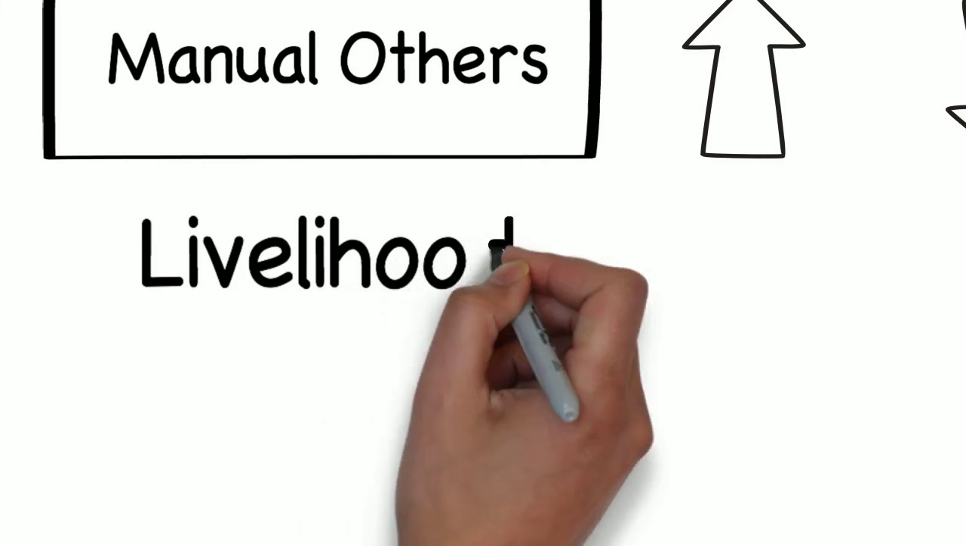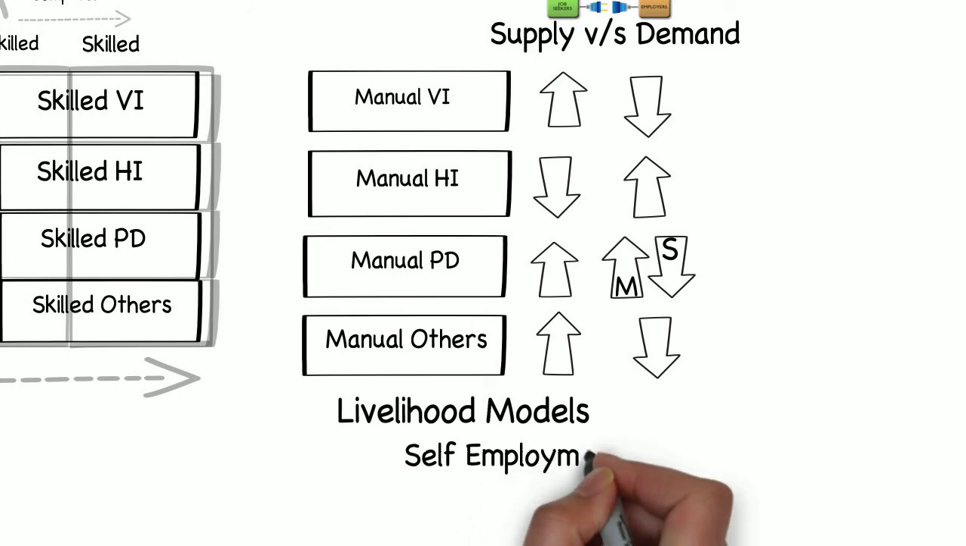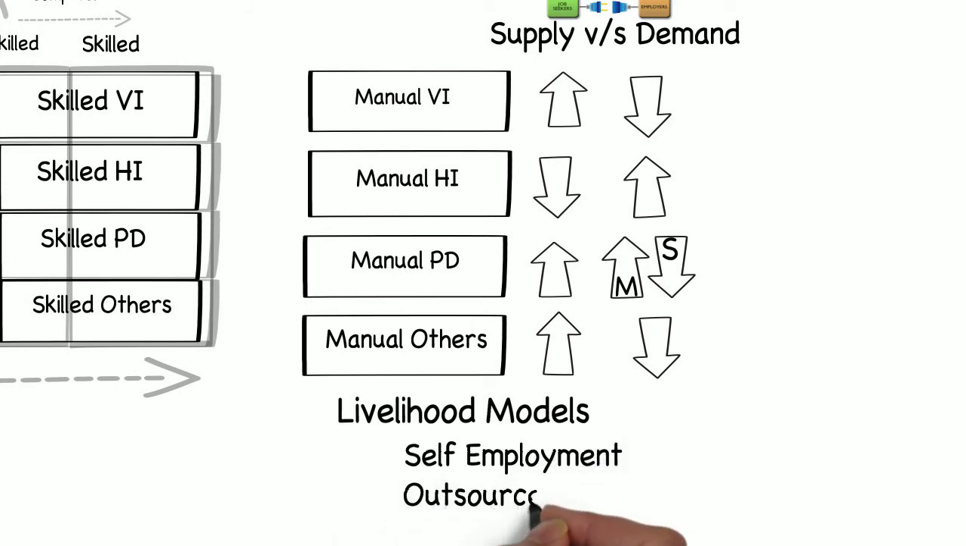So based on the supply and demand learning and the best practices, here are a few options of livelihood models in the manual or non-computer segment. Self-employment, especially more important for the rural areas. Outsource model, very relevant for manual others or severely disabled. Wage employment, available more in the urban and semi-urban geographies.